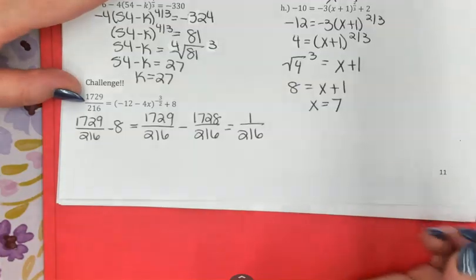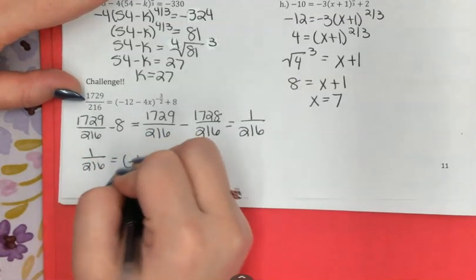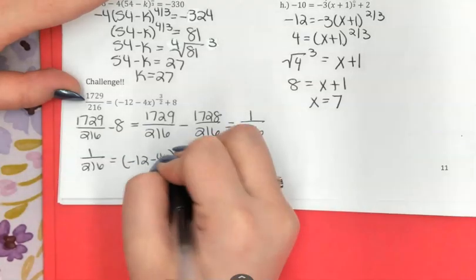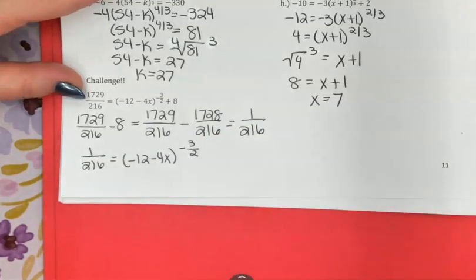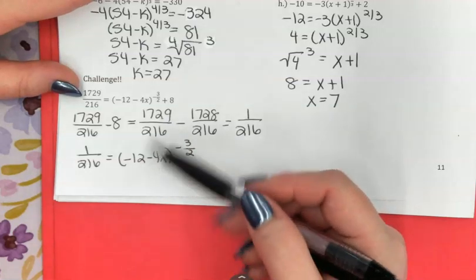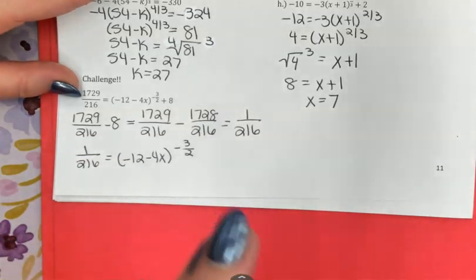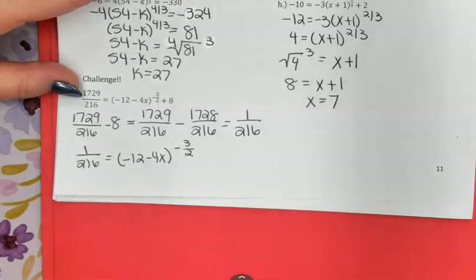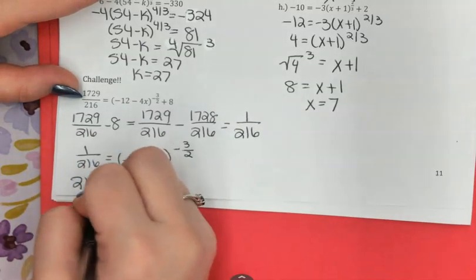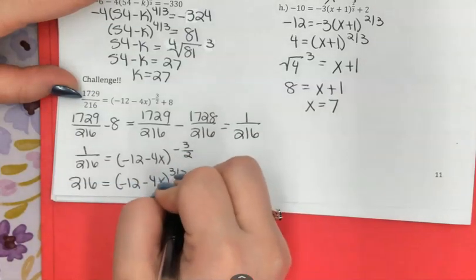1 over 216. So 1 over 216 is equal to -12 minus 4x to the -3 over 2 power. So that negative tells me that this is on the wrong side of my fraction. But if I look over here, this is also upside down. So I can take the reciprocal of both of these, so this will be 216, and now this will no longer be negative, so to the 3 halves.